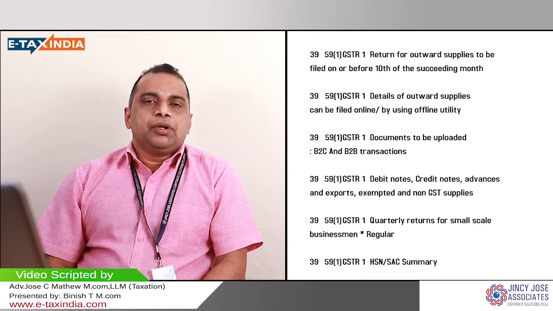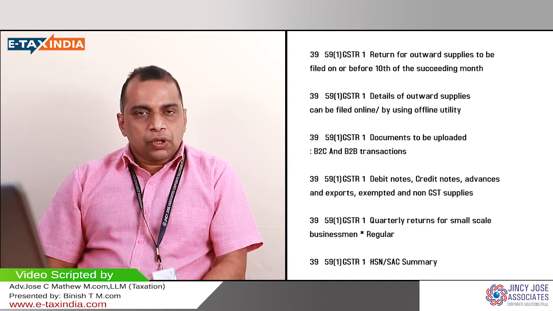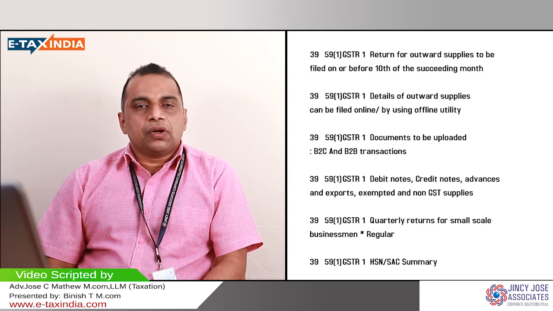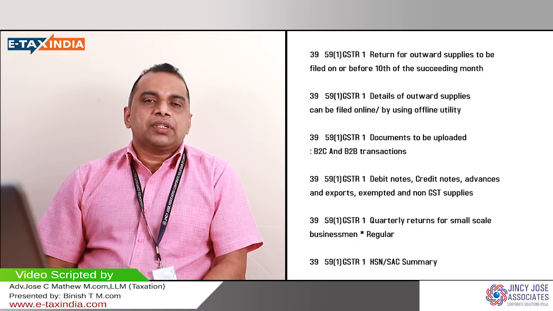Then we will be moving on to GSTR 3. Earlier it had been decided that after comparing all the uploads of the suppliers and the recipients, there should not be any mismatch. But it was not possible because the suppliers were not uploading the data on time. So there was a return in lieu of GSTR 3, and it is GSTR 3B.